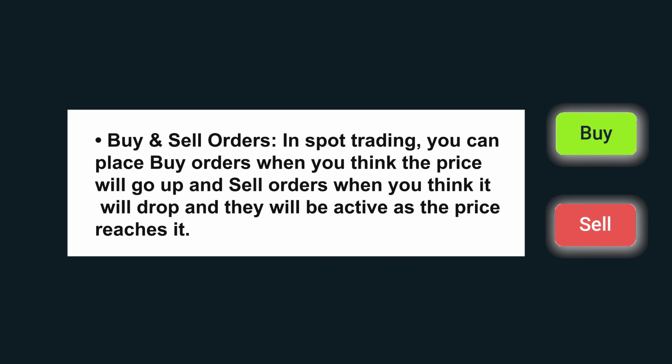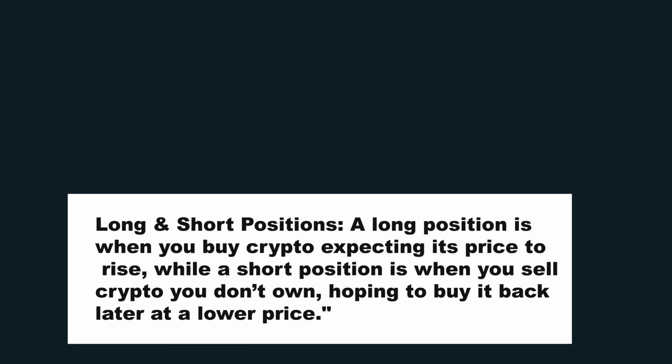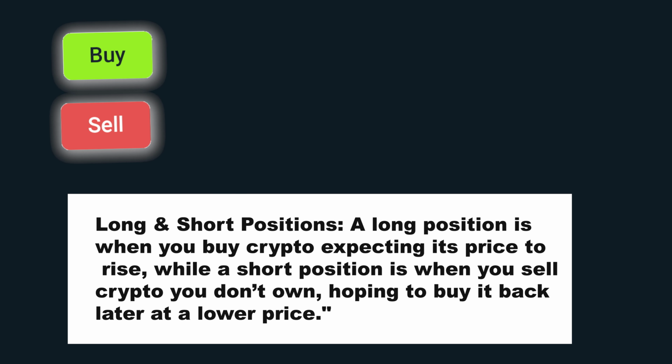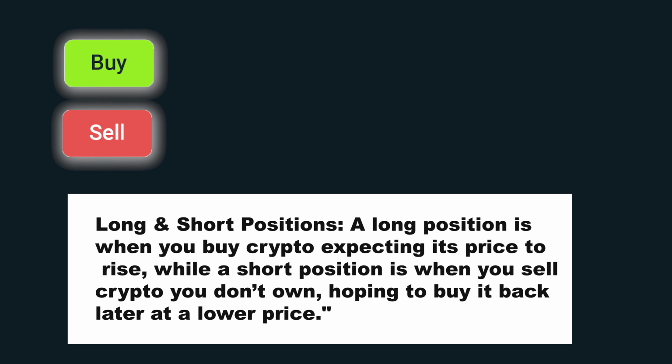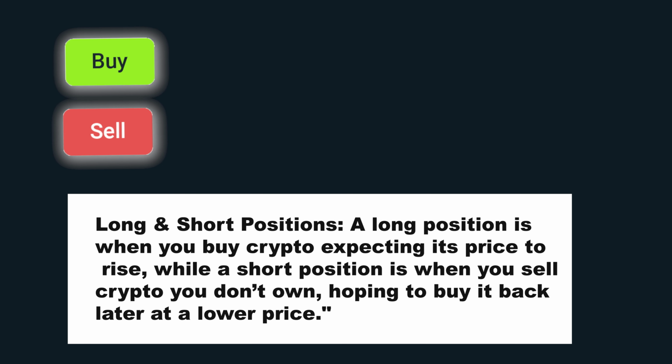Second, buy and sell orders. In spot trading, you can place buy orders when you think the price will go up and sell orders when you think it will drop, and they will be active as the price reaches it. Third, long and short positions. A long position is when you buy crypto expecting its price to rise, while a short position is when you sell crypto you don't own, hoping to buy it back later at a lower price.